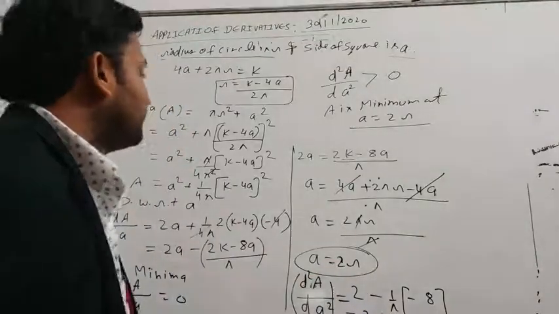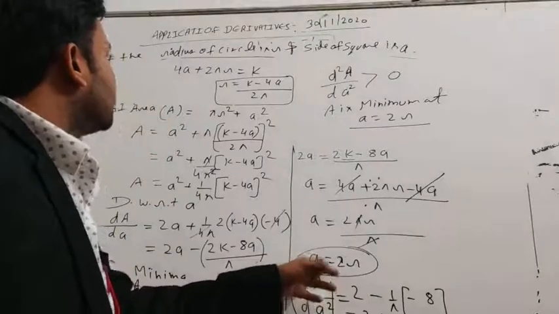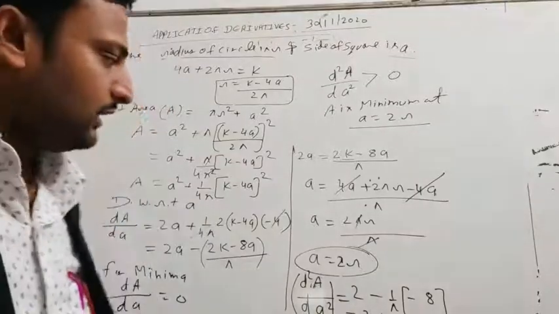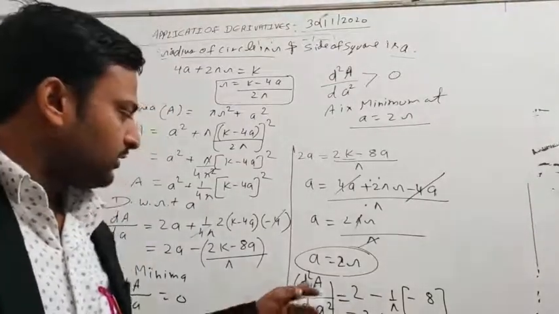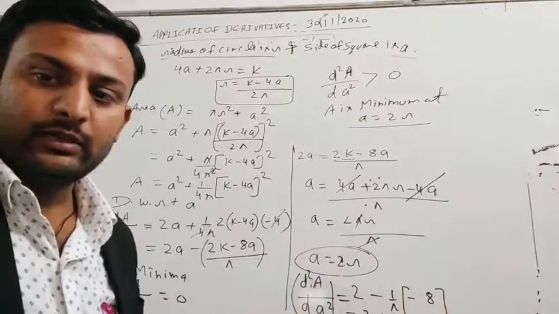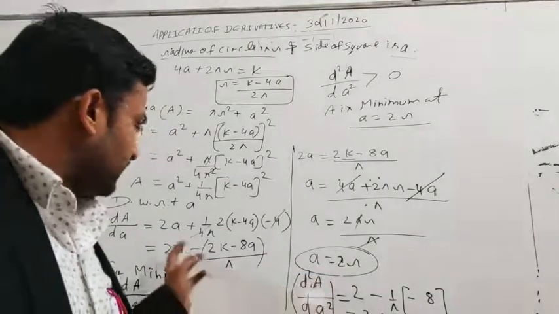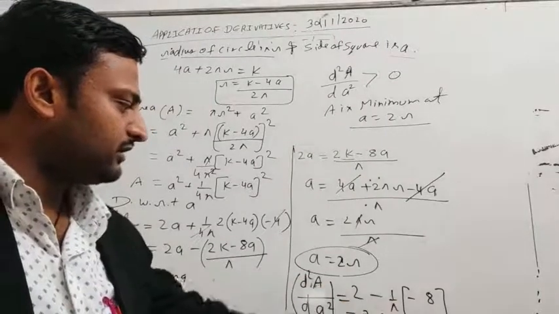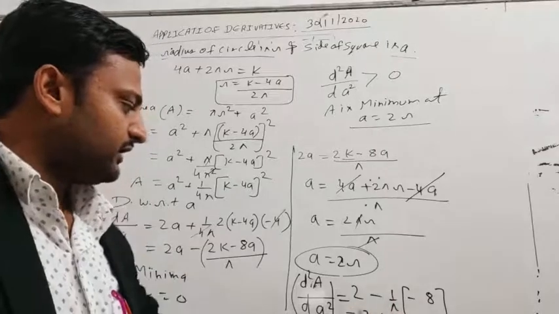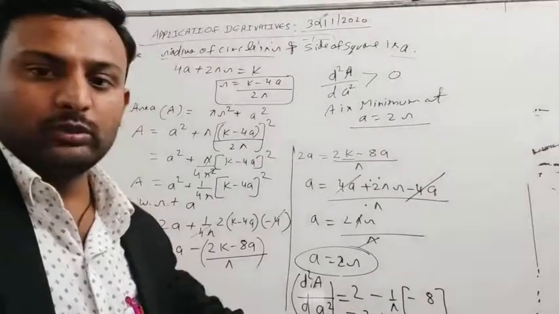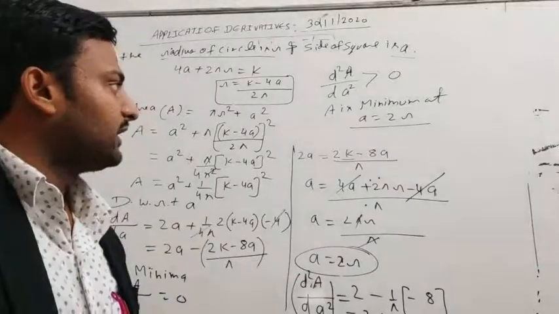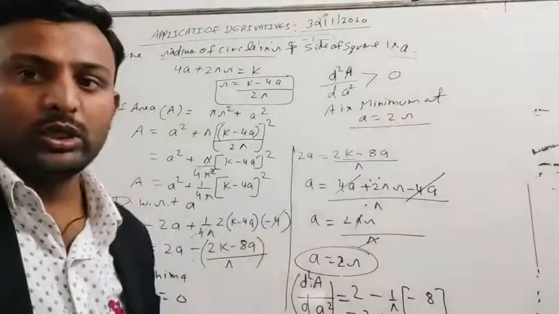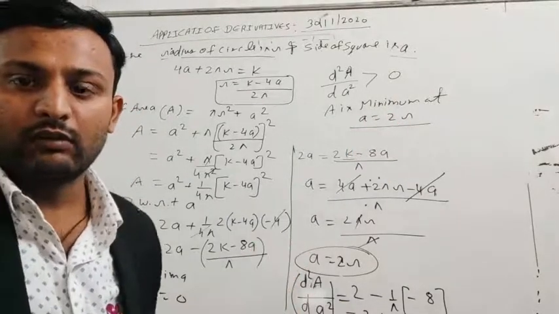Now a is 2r means the side of the square is equal to double the radius, that is the diameter. So now we will find the second derivative. The second derivative of the area, d2A by da2, is equal to 2 minus 1 by pi times minus 8. It will be positive. So we are saying that at a is equal to 2r, this is totally positive. On the basis of this we can say that our second derivative is positive, so area will be minimum at the point a is equal to 2r. This is what we had to prove. Now we will see the next question.